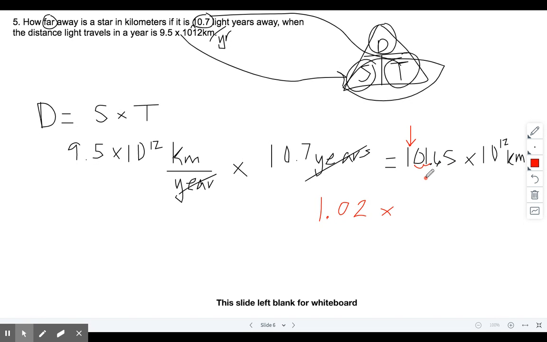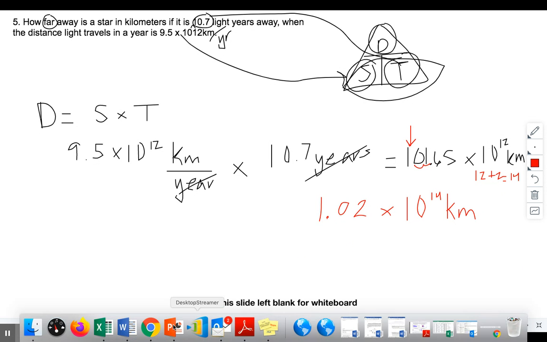That's 3 sig figs. And then I moved 2 places to the left, so you can either think it's to the left, or I just look at my original number. My original number was 101, it was bigger, so I want to add those 2 spaces I moved. So 12 plus 2 gives me 14. So this 10 to the 12th is becoming 10 to the 14th power. So 10 to the 14th kilometers is the distance to the star. If it's 10.7 light years, that's how many kilometers it is.